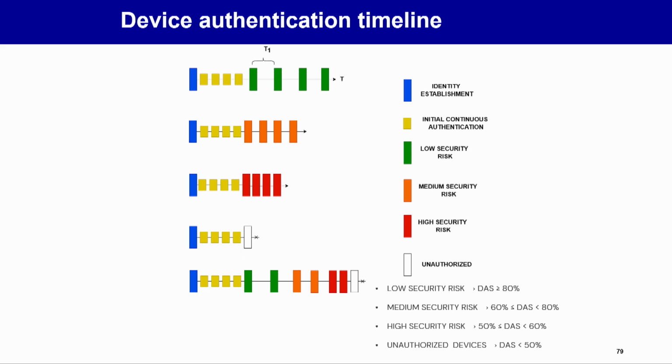Similarly, if the score decreases, it becomes a medium security risk, and in this range we have classified it as high security risk. And if your device authentication score is less than 50%, there is no confidence whether it should be further authenticated or not, because you assume this is some attacker. In that case you can say unauthorized. You can basically stop the access of that particular device, so that device can be eliminated from the network. Okay, so this is the continuous device authentication timeline.